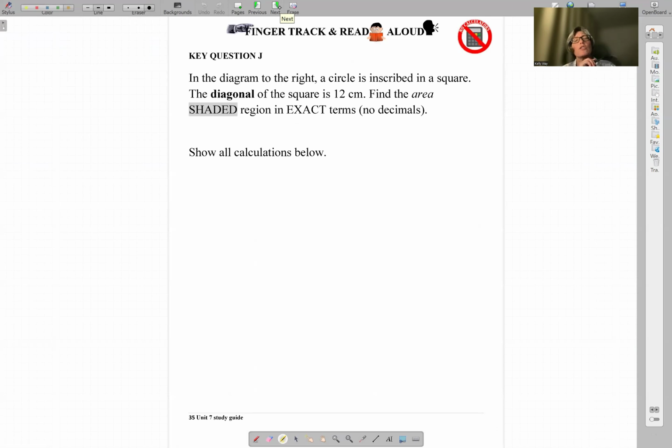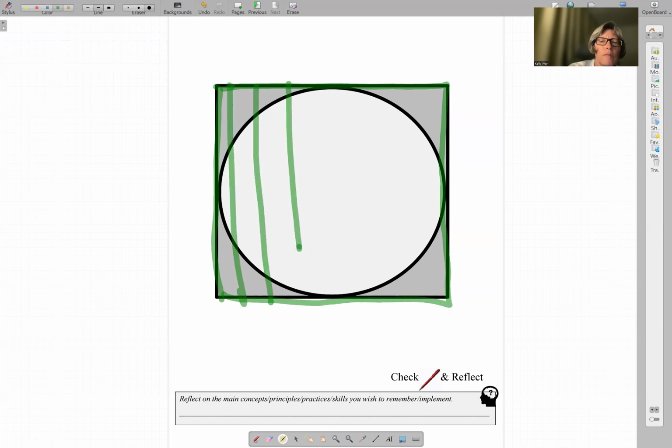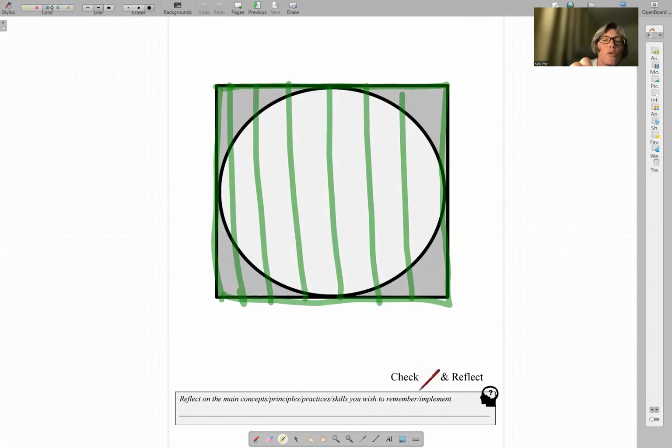So in the diagram to right, a circle is inscribed in a square. The diagonal of the square is 12 centimeters. Find the area in exact terms. So we want the area of the shaded region, which essentially is going to be the area of the square. And then you're going to have the area of the circle.